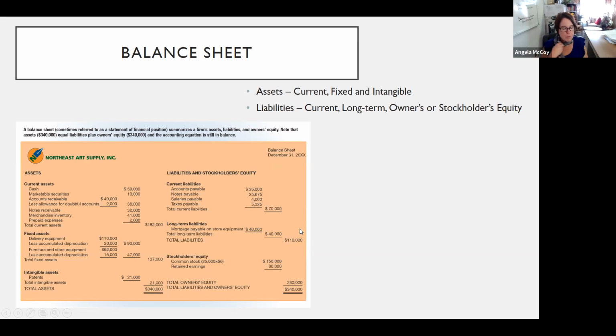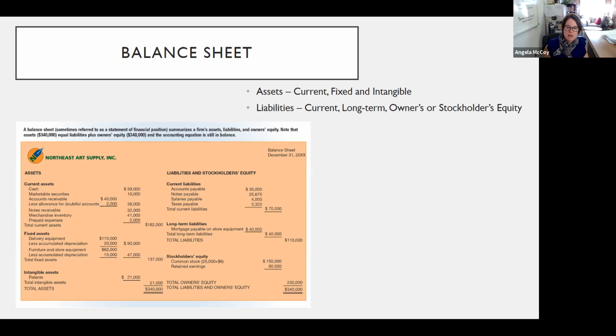For a sole proprietorship or partnership, the owner's equity is the difference between your assets and your liabilities. For a corporation, the owner's equity, which is sometimes referred to as stockholders' equity, is the total value of stock plus retained earnings that have accumulated to date. Your retained earnings are the portion of a business's profits that are not distributed to the stockholders.